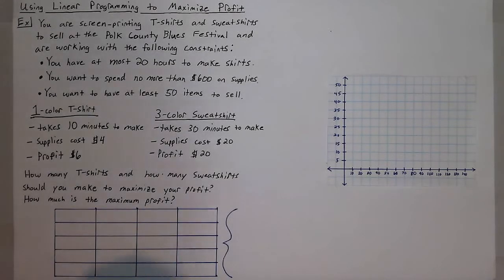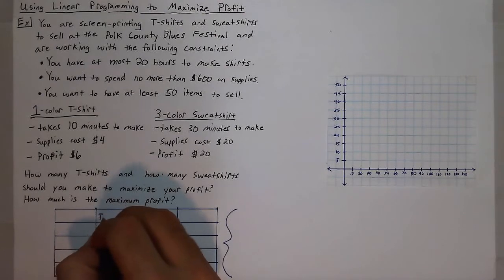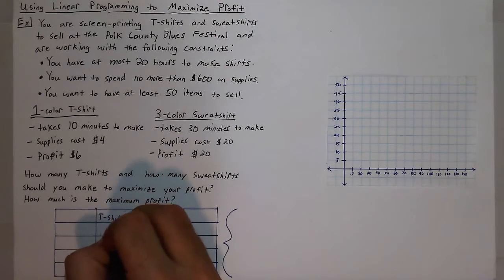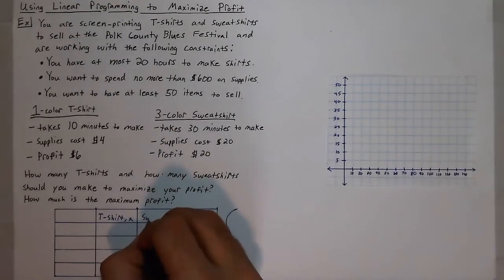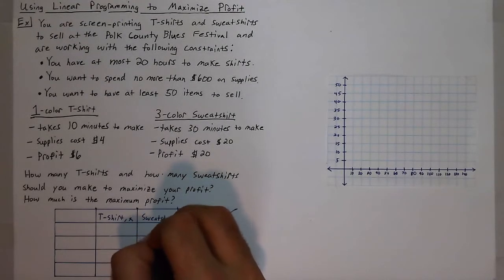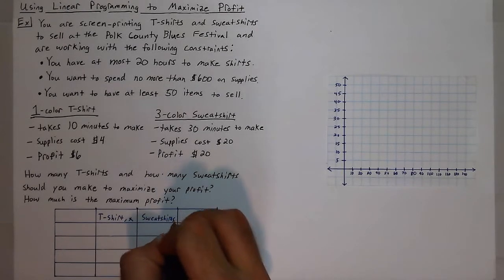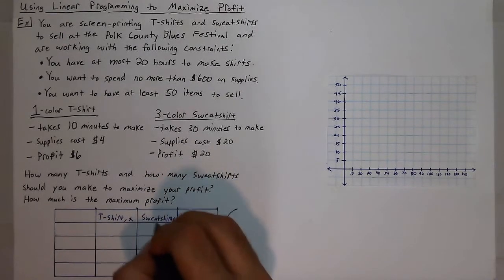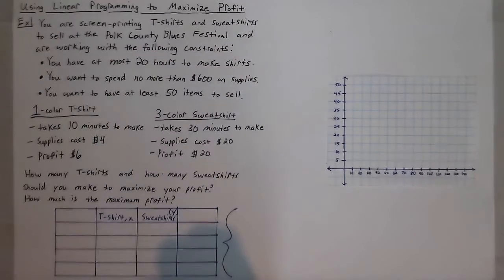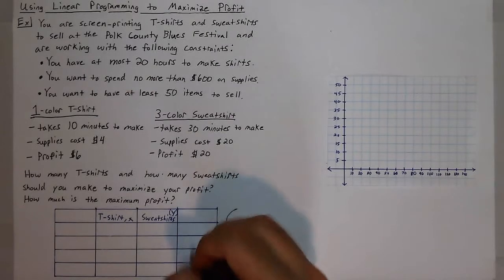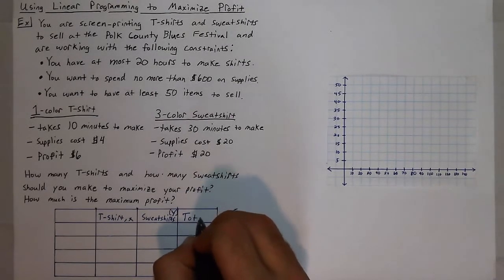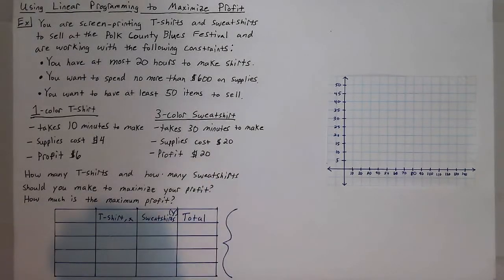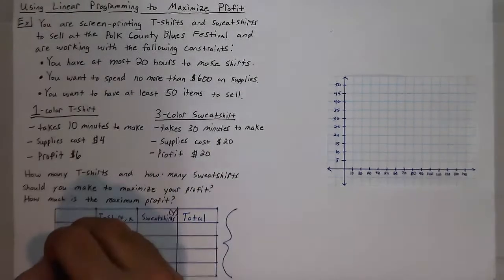Starting with labeling our variables. We're going to let X be the number of t-shirts. We're going to let Y be the number of sweatshirts. And we're going to let this last column over here be the total whenever you combine t-shirts and sweatshirts. Let's start with the number of minutes it'll take to make all of these.